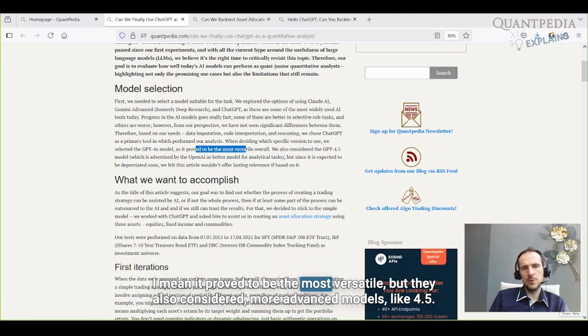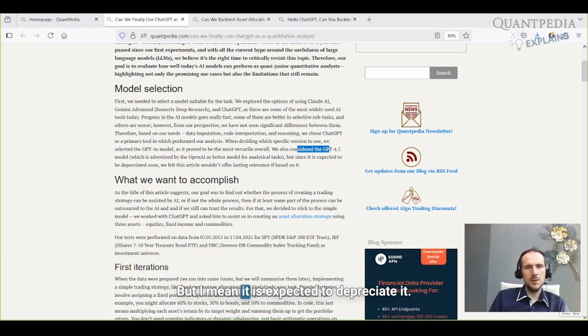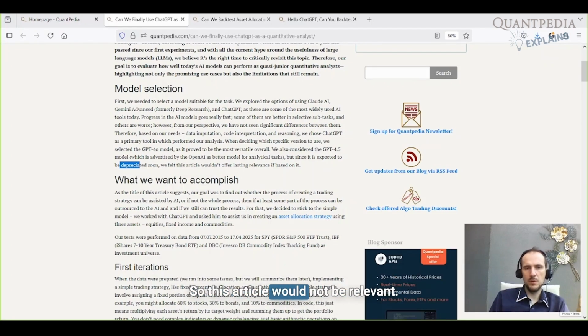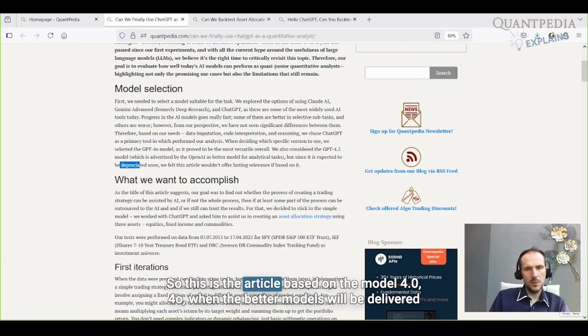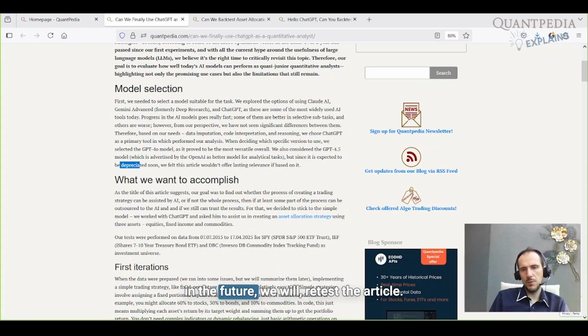It proved to be the most versatile, but we also considered more advanced models like 4.5, but it is expected to be deprecated, so this article would not be relevant. So this is the article based on the model 4o. When the better models are delivered in the future, we will retest.